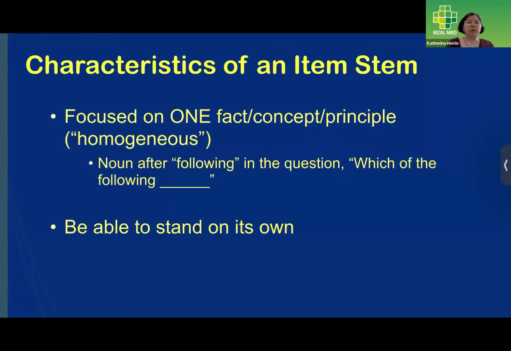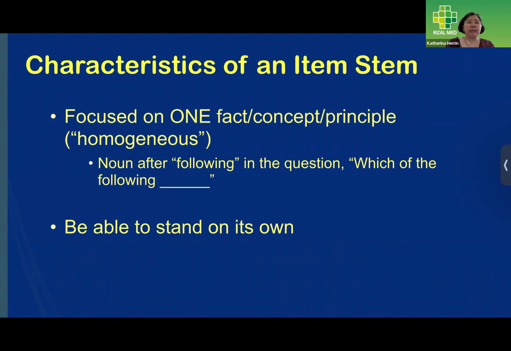The item stem. An item stem should be focused on only one fact, concept, or principle. To help you stick to the one-factor concept, you may add the one-factor concept after the word following in the question. Which of the following blank? It could be which of the following clinical features, or which of the following etiology, which of the following.